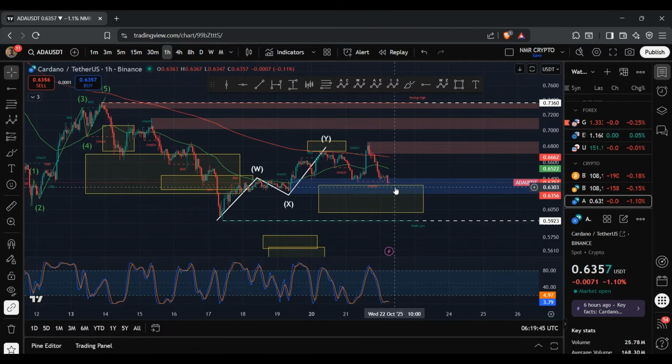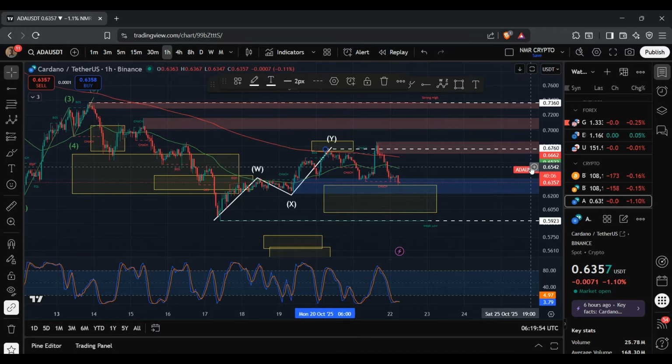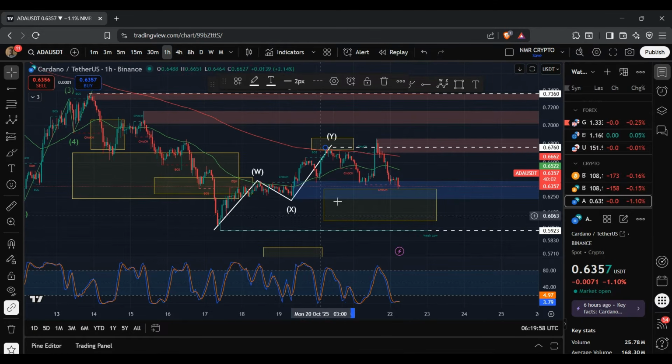So we've seen this move to the downside play out on ADA over the past 24 hours, following the surge to the upside where we ended up actually breaching past this level I talked about in my previous update at 67.6 cents. And yeah, the structure hasn't really changed.